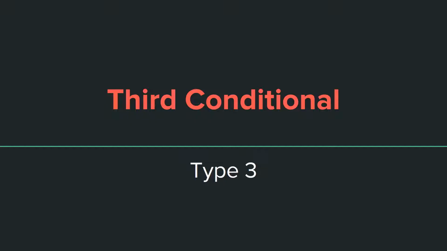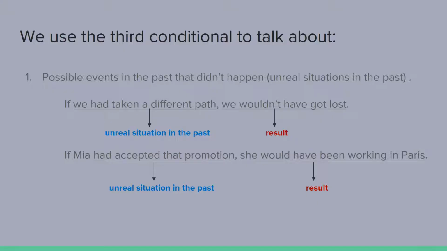The last one is the third conditional, and it's also called type 3. In third conditional, we talk about number 1, possible events in the past that didn't happen. So this time there is an unreal situation, but that unreal situation is in the past, not in the present like the second conditional. If we had taken a different path, we wouldn't have got lost.